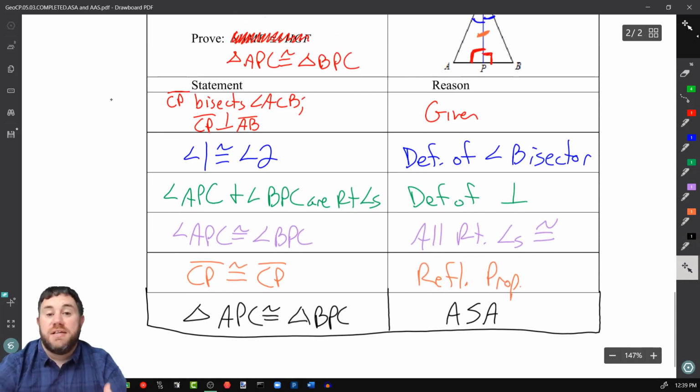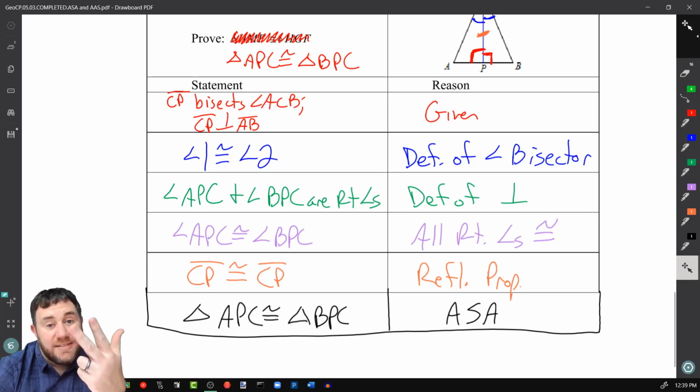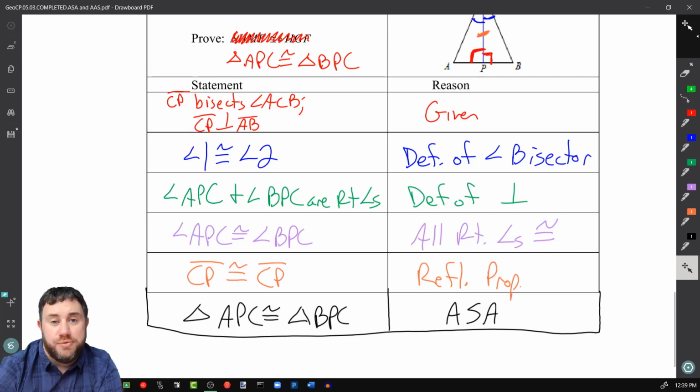So that's it for today. You now have learned 4 ways to prove triangles are congruent. You have SSS, SAS, ASA, and AAS. Next time we'll learn the last one, and we'll see what we can do with these congruent triangles once we've proven them.